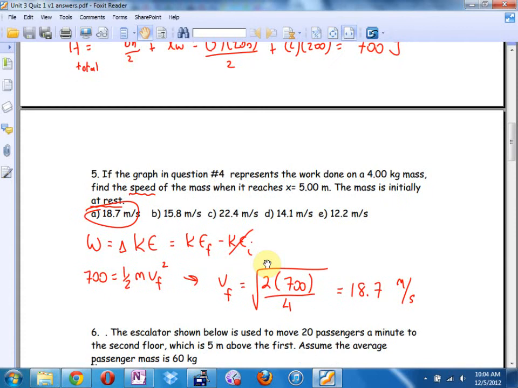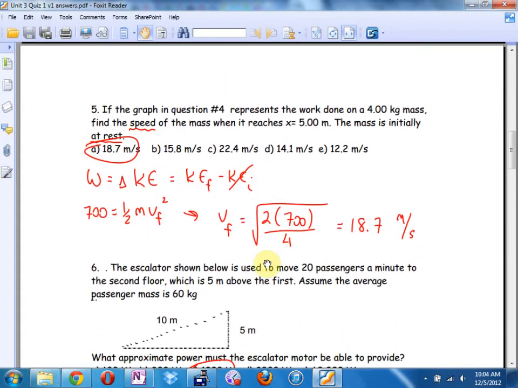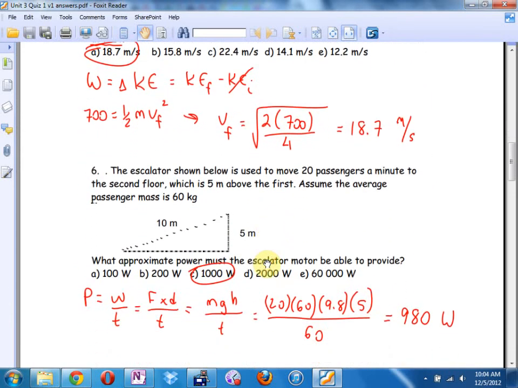Number 6. This one was a bit of a twist here. They gave me a lovely picture. I said, what's the power? Power is work over time. Power is force times distance. I said, how much time? They were sneaky, John. Instead of giving me the time as a number, they gave it to me as an English word, a minute. I said, ha, 60 seconds.